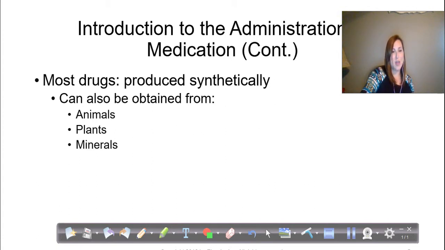Another example where medications can be produced from or obtained from is minerals, like iron. Patients who have anemia or that low blood count might take iron to help raise their hemoglobin level. Zinc is another mineral. We use that a lot on wounds and eczema. You might see zinc in sunscreen.